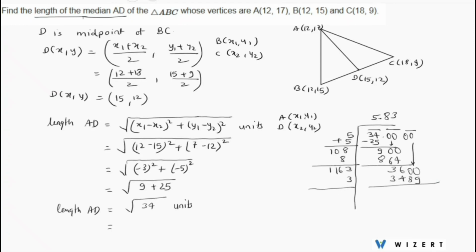So this will go on forever since this is an irrational number. So let's see, we'll stop here at 2 digits after the decimal point. So the answer is 5.83 units. The length of AD is 5.83 units. This is the answer.